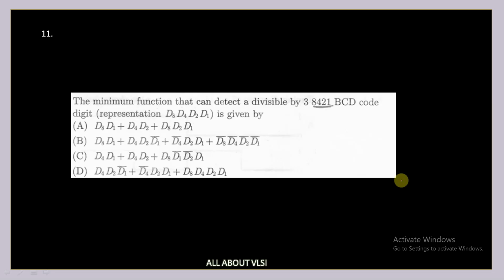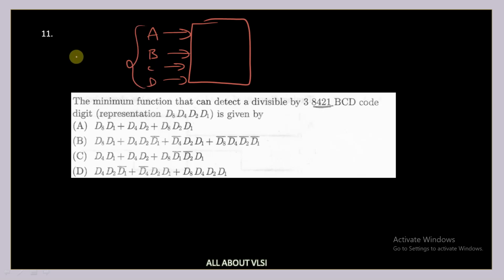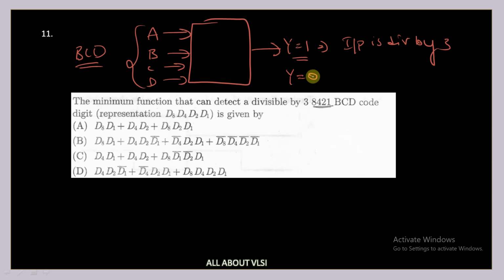Yes. So the minimum function that can detect a BCD code divisible by 3 is given by. So that means we again have a black box and four inputs A, B, C, D given to this black box. The given inputs are the BCD representation, and our output should be 1 if the given input is divisible by 3, and 0 if it is not divisible by 3.